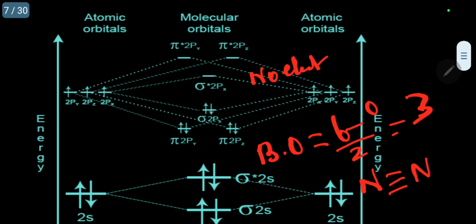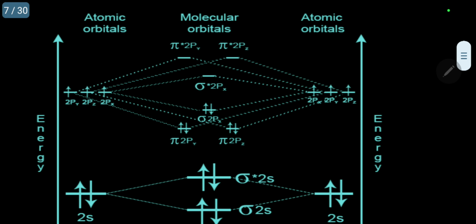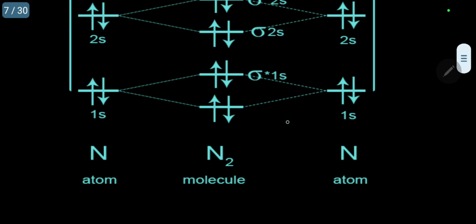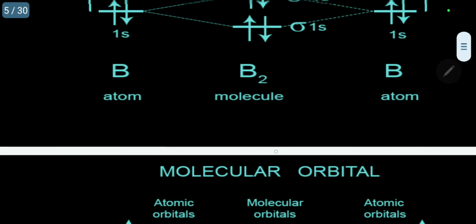What is the interesting information here? Kindly follow. Starting from this, here pi 2py, pi 2pz, and sigma 2px, the level is increasing. The next comes sigma star 2px, then next come pi star 2py and pi star 2pz. In this case, x is the molecular axis. Kindly follow. And now we will go for the question.